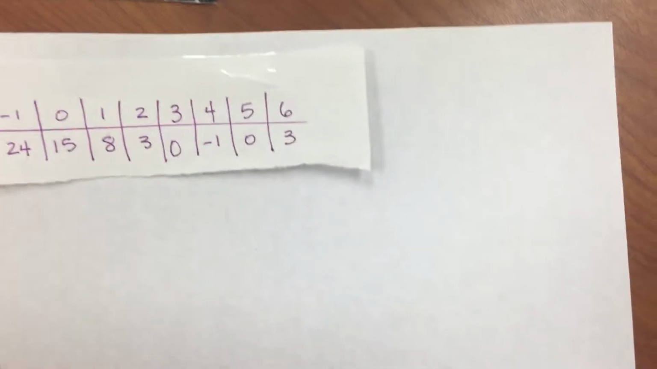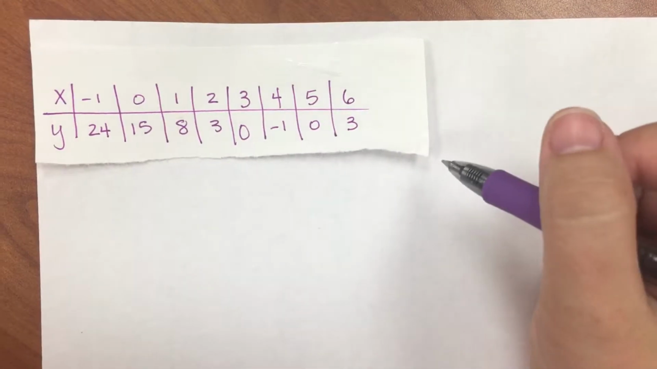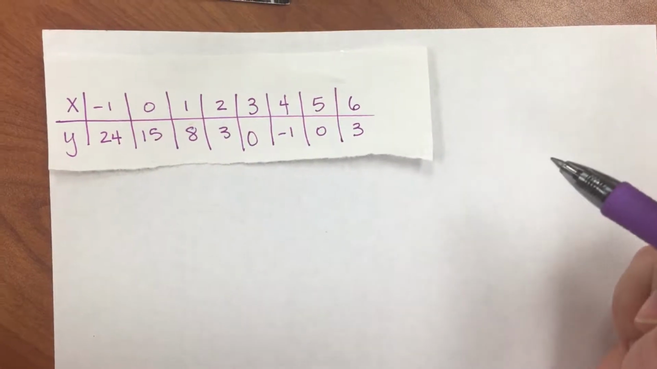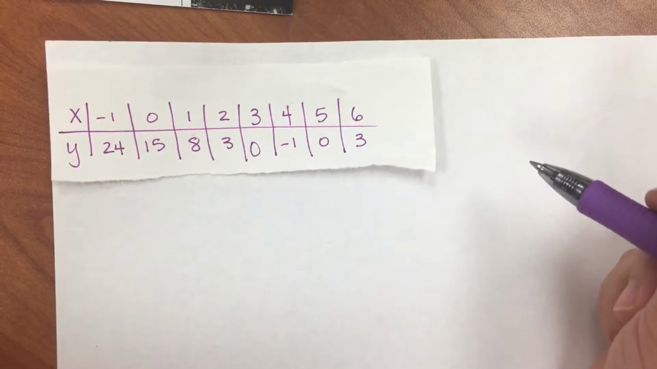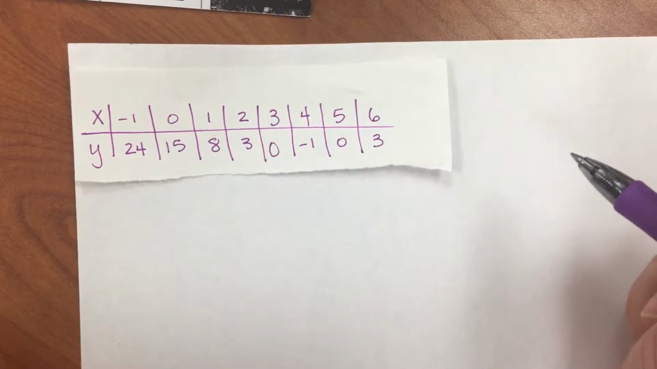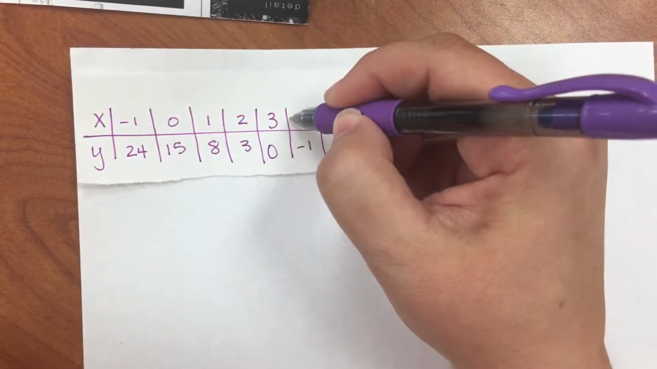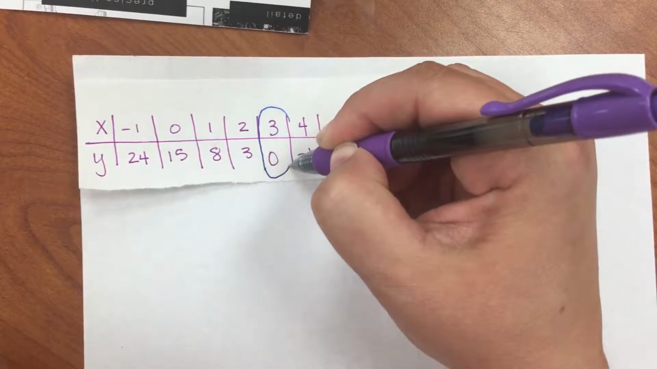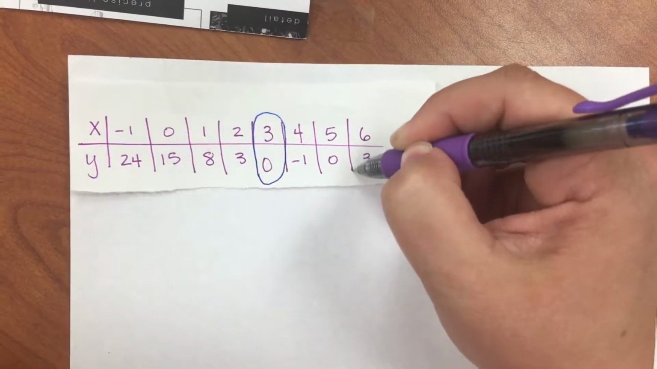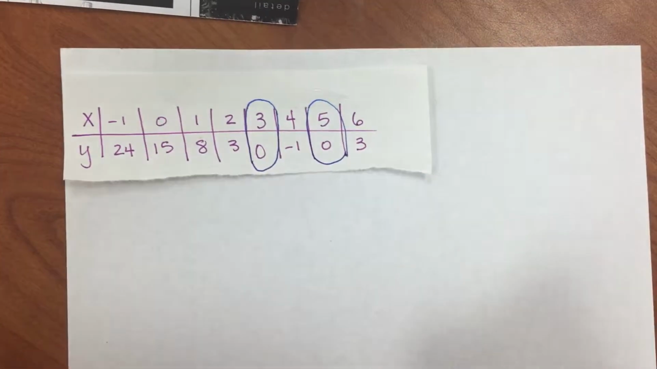Now I'm going to do the exact same process if I have a table instead of a graph. It's just that I'm looking for my x-intercepts and my y-intercept in my table rather than on the graph. So my x-intercepts are the points where y is 0. So I look to my table and I see that here is a point where y is 0 and here is a point where y is 0.